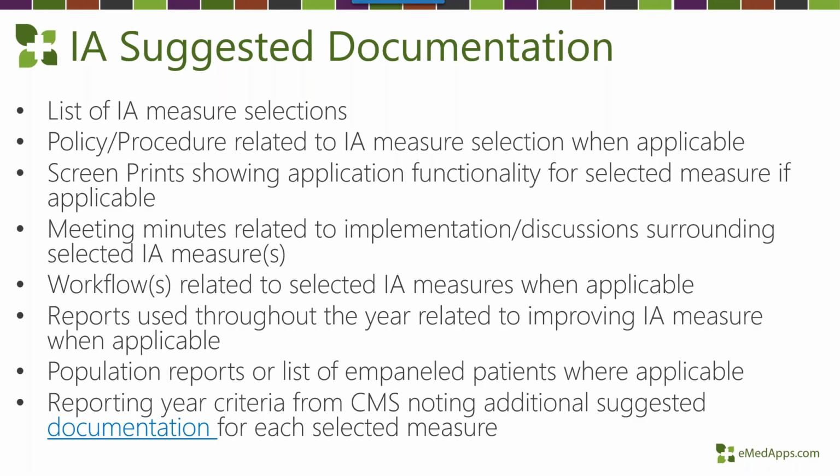Reports, if you have reports that you're using throughout the year related to specific measures that you've selected, you'll want those available. Any kind of reports in regards to your population or impaneled patient lists, if you've selected any of those, and then any suggested documentation related to the specific improvement activity that CMS provides. You'll want that in your audit binder as well. Next slide.